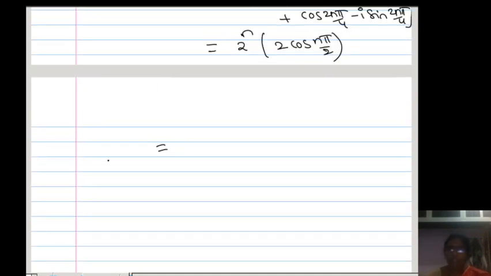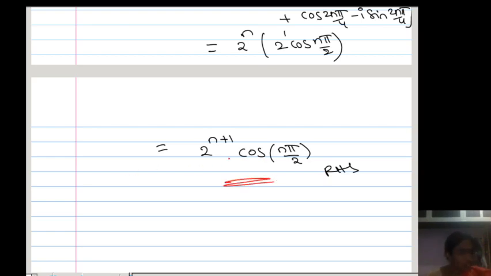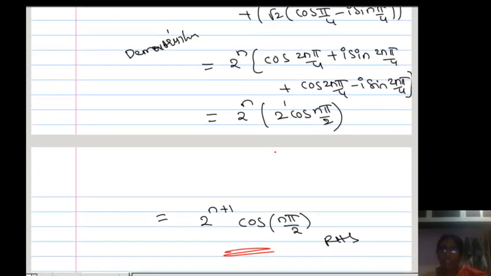Let us see. What is the RHS? 2 power n, and here 2 power 1. In a product, the bases are the same, so we should add the powers. So n plus 1, into cos n pi by 2. This is our RHS. So if I take the LHS, you get the RHS. So the RHS is 2 power n plus 1 into cos n pi by 2. Understood? So this is your first problem in the exercise.